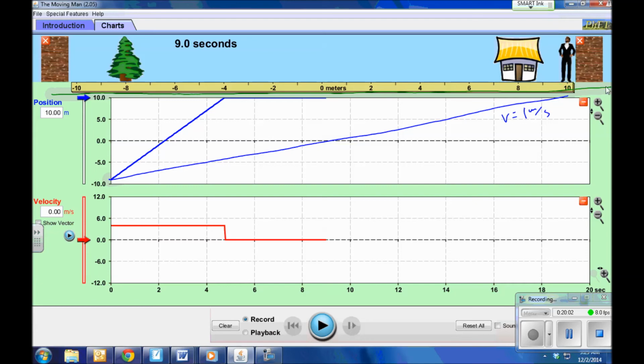And the graph is way up here. His position's 10, right? So I'm not going to clear it. I'm just going to have him turn around and go backwards. All right, so my graph is going to resume right here where my little arrow is.